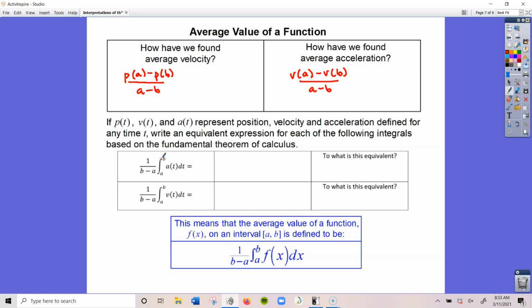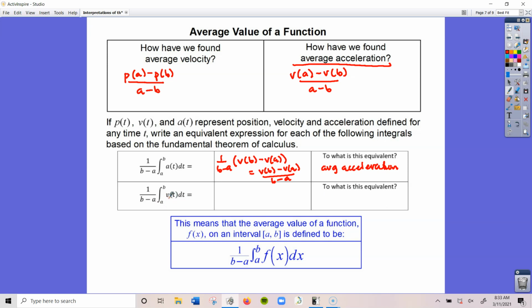So let's say I wanted to find 1 over B minus A times the integral from A to B of a of t. That would give us 1 over B minus A times, now the antiderivative of a of t is v of t, so that would be V of B minus V of A. And if you put this together, what that gives you is V of B minus V of A over B minus A. And if we look above, this represents average acceleration. It is the same exact formula.